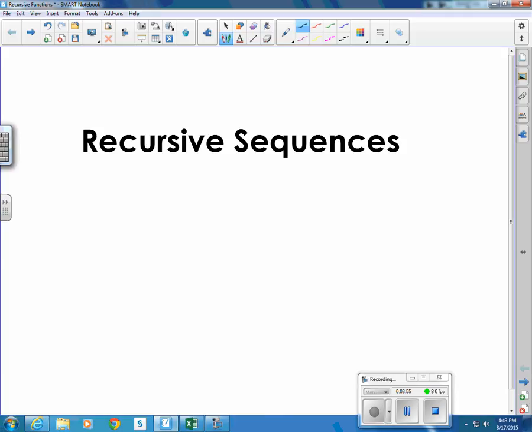So those are recursive sequences. You have to do the rules all over again. Re-cursive means you do it again. You have to keep going. You can't just jump straight to the 10th one. You have to go to the one before it to know what the next one is, to know what the next one is.